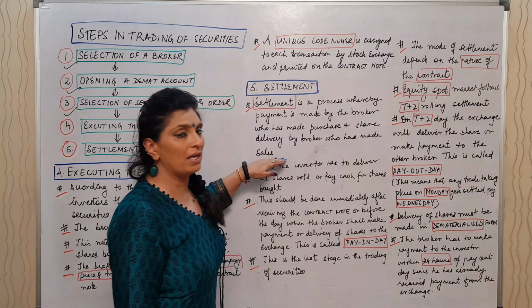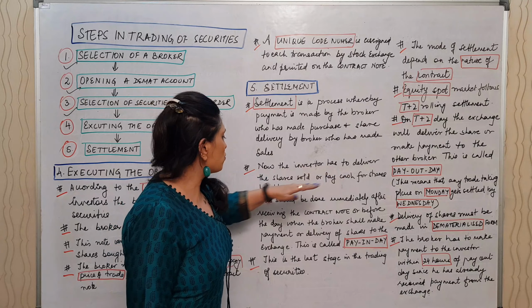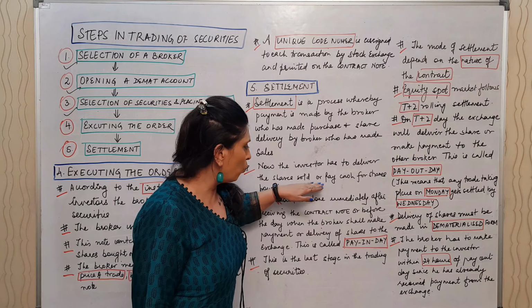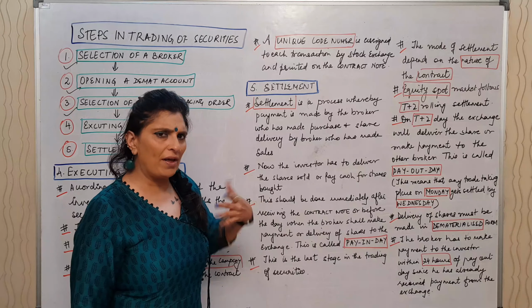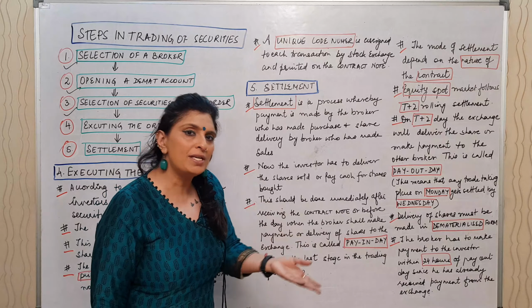Both the brokers do the dealing of buying and selling of the shares on behalf of their investors. Now the investor has to deliver the shares sold or pay cash for the shares bought. If you have purchased the shares, you have to pay cash for it. If you have sold the shares, then you have to give the delivery of the shares. This should be done immediately after receiving the contract note.